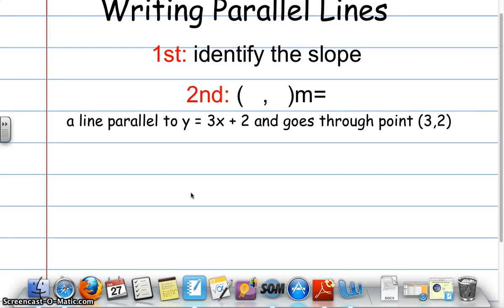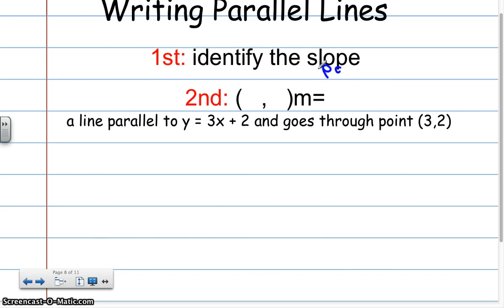Second part of 5-6, we are going to write parallel lines. And when we write parallel lines, we have to first identify the slope. And what you need to know to identify slope is that parallel lines have the same slope.